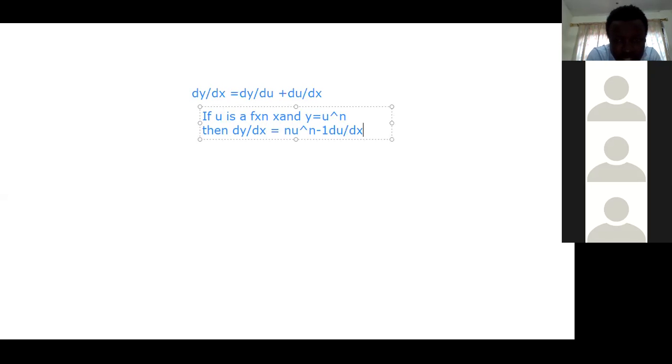So the formula says that if y is a function of x and y is equal to u raised to the power n, then dy over dx should be equal to n u raised to the power n minus 1 times du over dx. So there's the formula. When you are given something like this, you can simply do it this way.